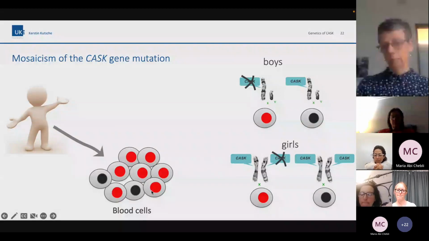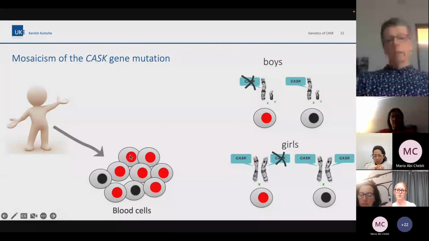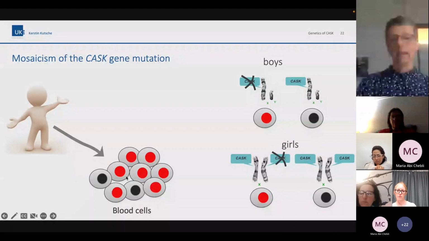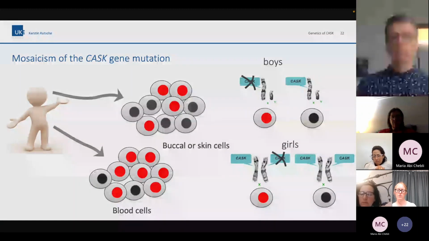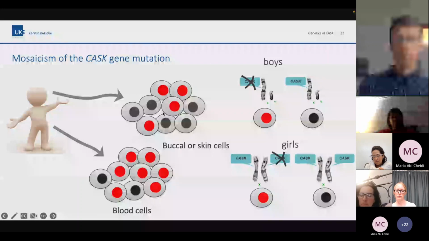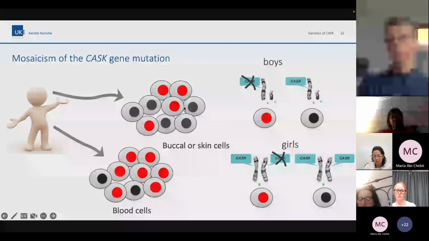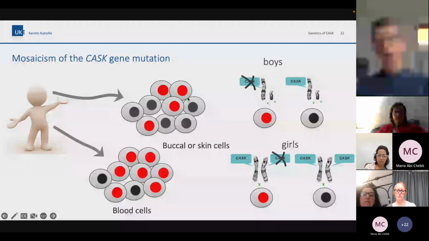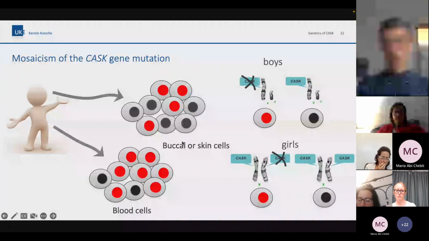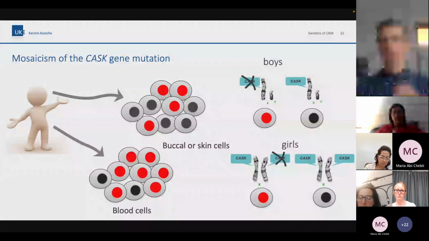And what you should know is that the kind of mosaicism can be different in blood cells and other cells of the body. So, for example, if we investigated buccal cells or skin cells in the same person, we could get the result that the mosaicism is stronger or not so strong compared to blood cells. So there's a lower kind of mosaicism in buccal or skin cells. And of course, we cannot predict how the mosaicism for the CASK gene mutation is in the brain cells and the neurons. This is unpredictable, although we know the kind of mosaicism in blood cells and other cells of the body.